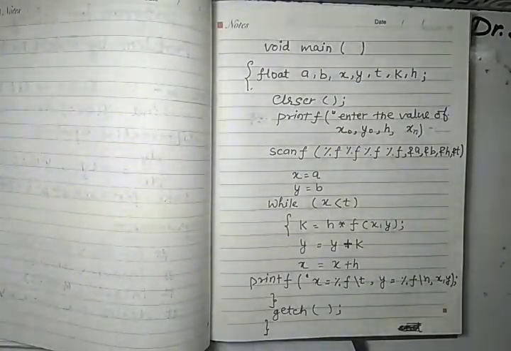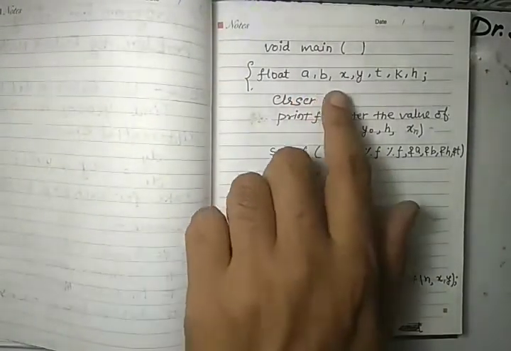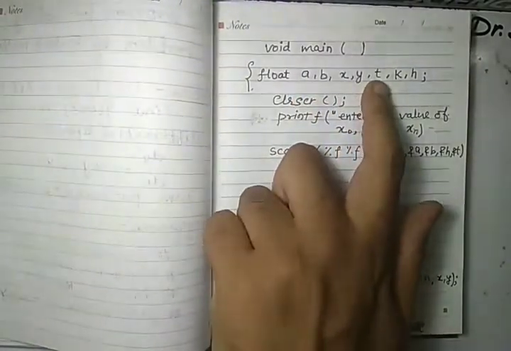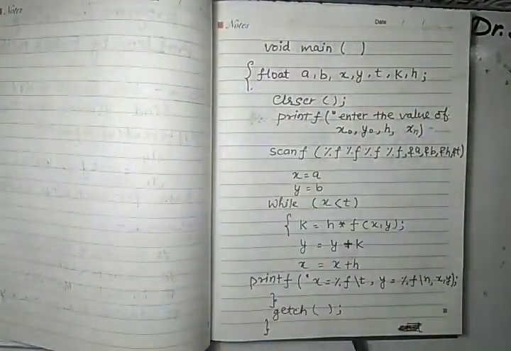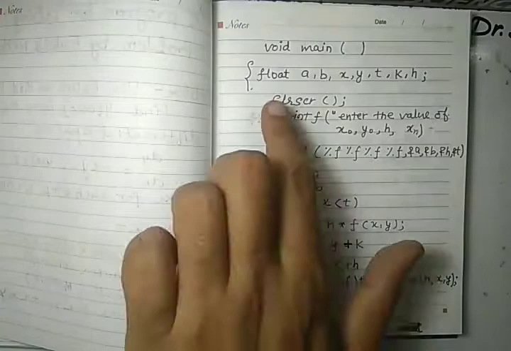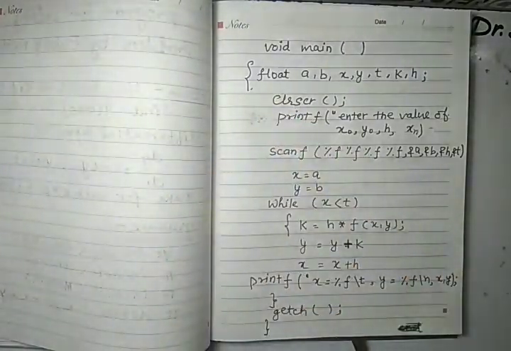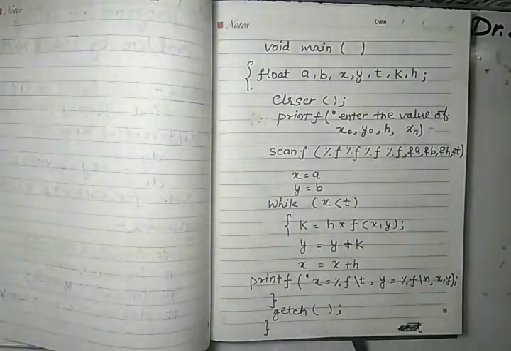So we take float a, b, x, y, t, k, and h. Okay. Now the clear screen. This helps to clear the prior loaded content in the program.